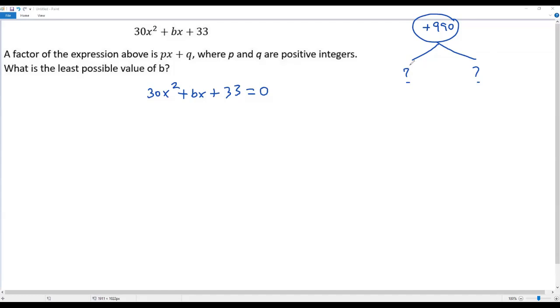So now I have to get two factors for positive 990. If I consider the two factors of positive 990, both factors must be either positive or negative. Because the number 990 is positive, if the first factor is positive, the second factor also must be positive, so that positive times positive is positive. Otherwise, if the first factor is negative, the second factor also must be negative, so that negative times negative becomes positive. So it's not possible to have different signs for the two factors, that is, one positive and the other negative.